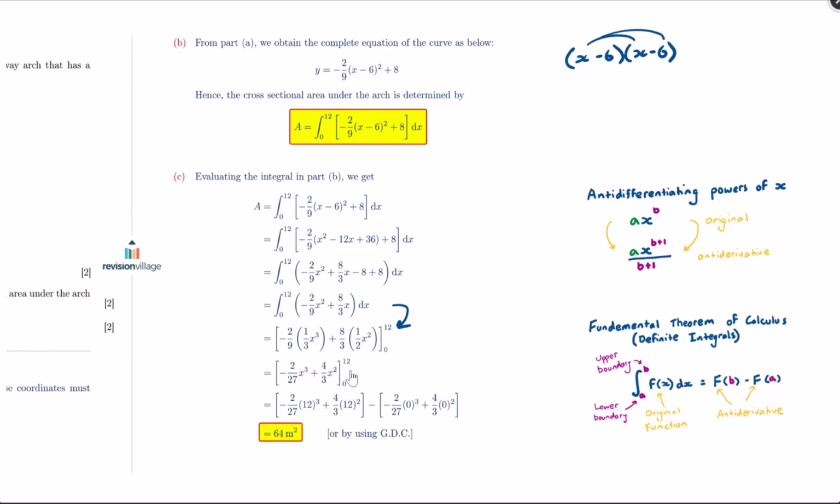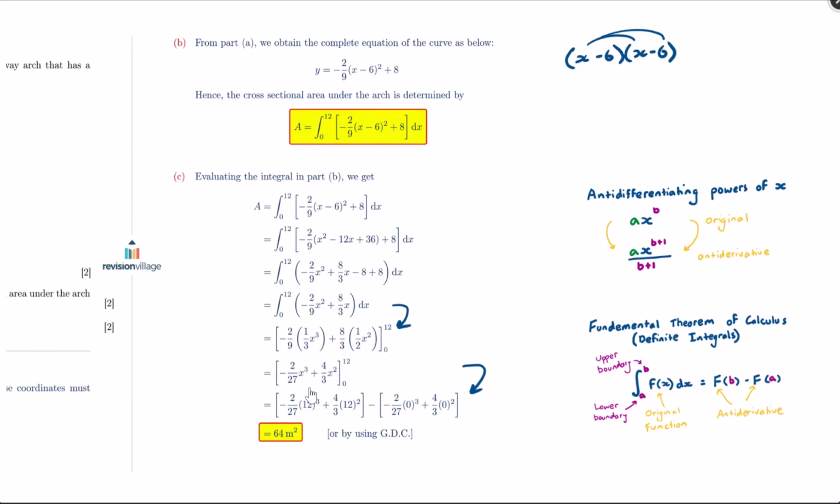Now, to go from this step to this step, this is where the fundamental theorem of calculus comes in. Now, this is all about how do you find the area bounded by a curve and an axis. In our case, the curve and the x-axis. So we have a definite integral, as we have written here. The fundamental theorem of calculus tells us that this area is equal to the antiderivative, where we substitute in the upper boundary and we subtract the antiderivative substituting in the lower boundary. So here, this here is our antiderivative.